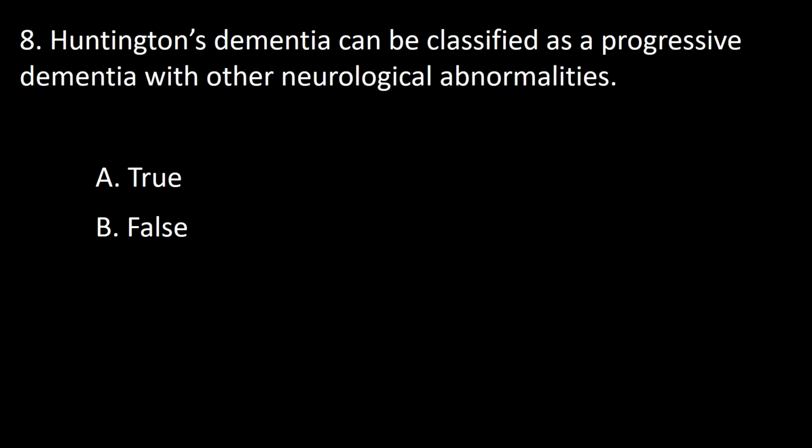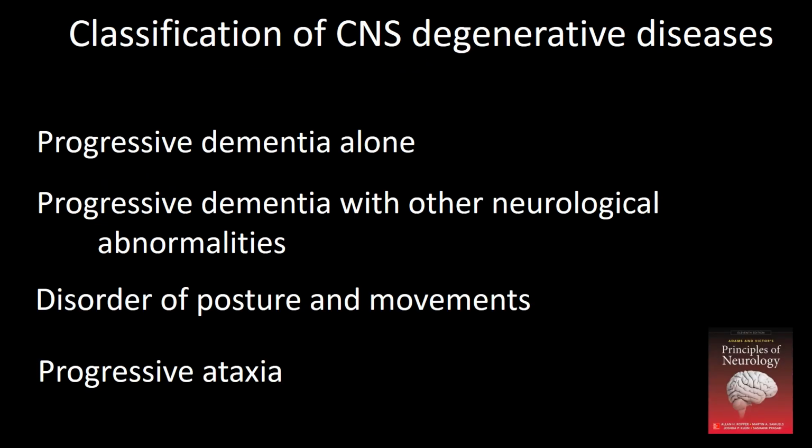Next question. Huntington's dementia can be classified as a progressive dementia with other neurological abnormality. A, true; B, false. In the classification put forward in Principles of Neurology, one major category is progressive dementia with other neurological abnormality. Among the conditions in this group, we have Huntington's chorea. Some features of this condition were discussed in the talk about movement disorders. Nevertheless, in this talk, I will stress some points.